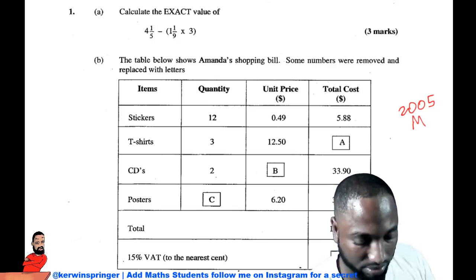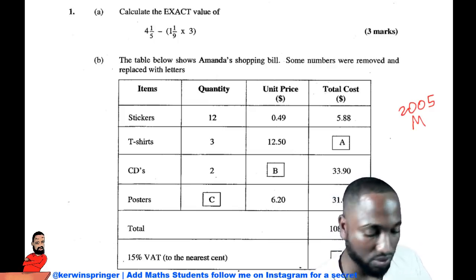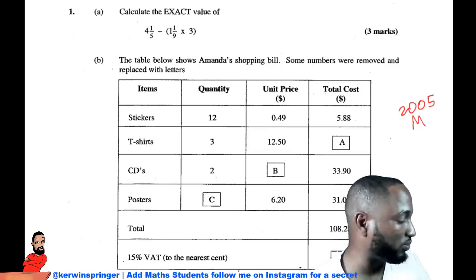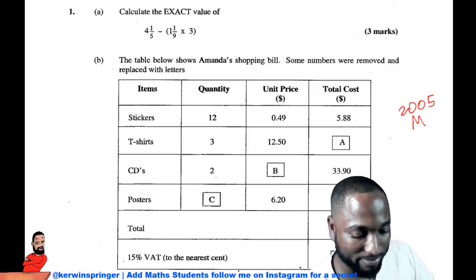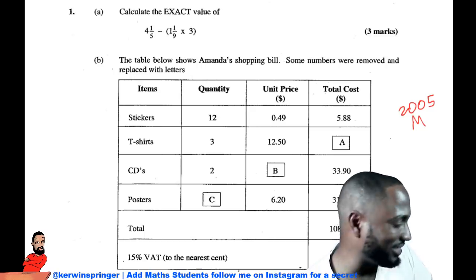Alright, so what's the answer for the first one? For the first part, 1A. Six is the answer for this one too.